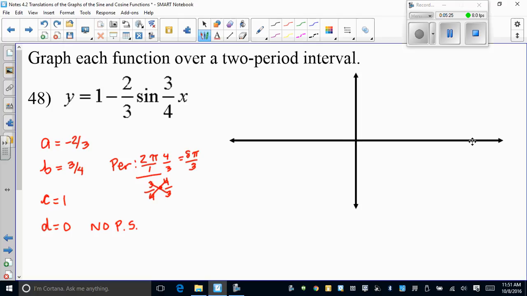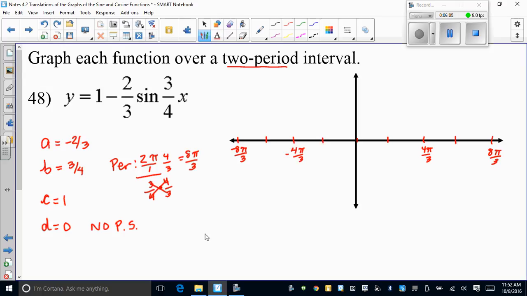And I'm going to bring this 8 pi over 3 all the way over here to the arrow. So 8 pi over 3, which gives me a halfway point, half of 8, 4 pi over 3. I don't care what it is in degrees. Why do extra work? Quarter point, quarter point. But it asks for a 2-period interval. So I need to come over here to negative 8 pi over 3. Again, halfway point, half of 8, 4 pi over 3. Yes, it's negative. And 2 quarter points. Don't forget, zeros in there as well.